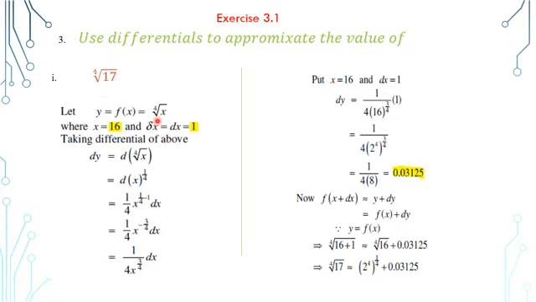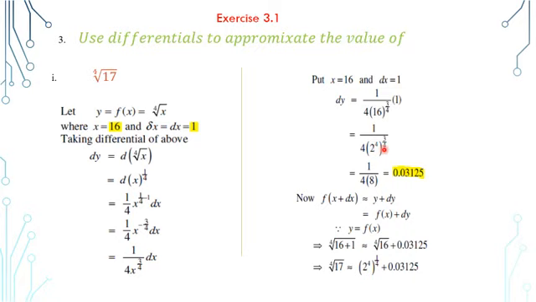y is equal to f of x, which is equal to x raised to power 1 by 4. x is equal to 16, dx or del x is equal to 1. Taking differential, x raised to power 1 by 4, applying the power rule, 1 by 4 x raised to power minus 1, that is 3 by 4, dx, so 1 over 4 x raised to power 3 by 4 dx. Put the value x is equal to 16 and dx is equal to 1. 16 can be written as 2 raised to power 4.